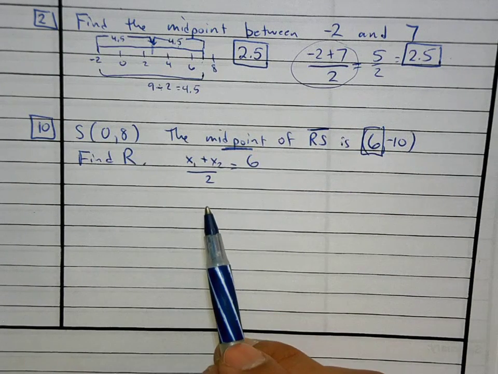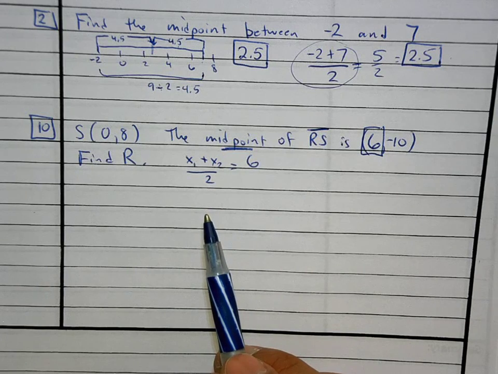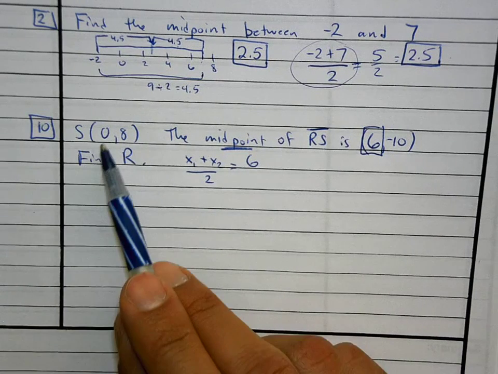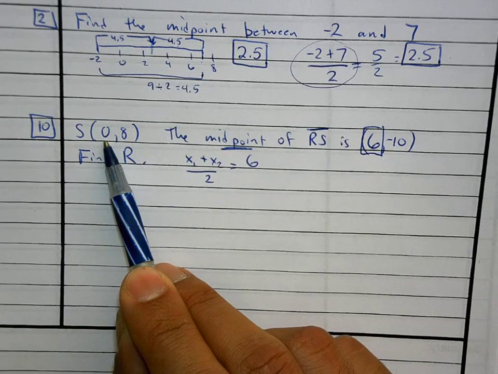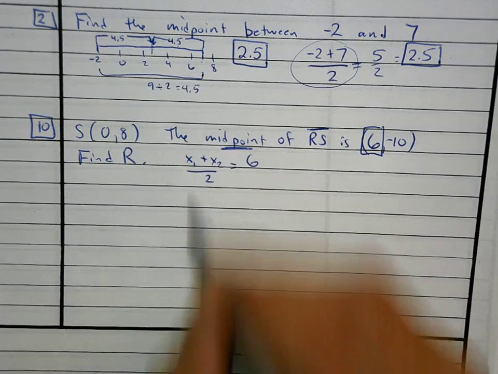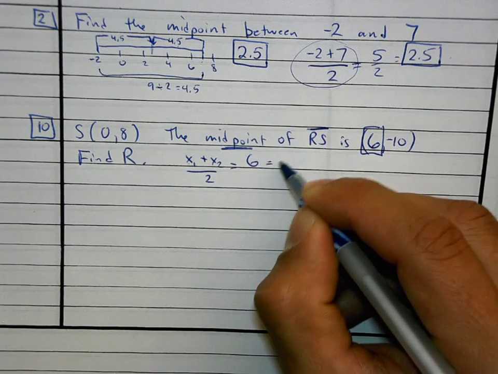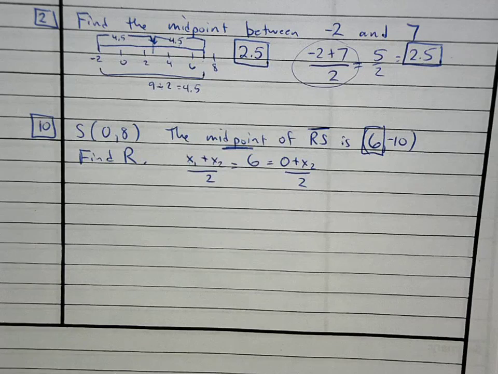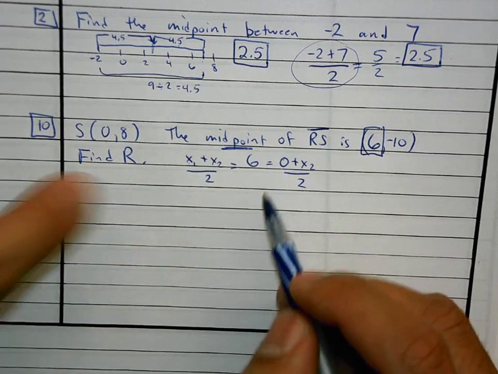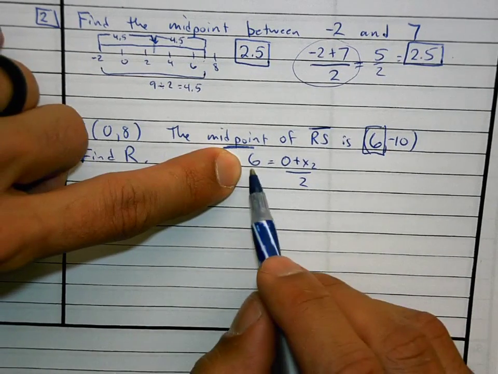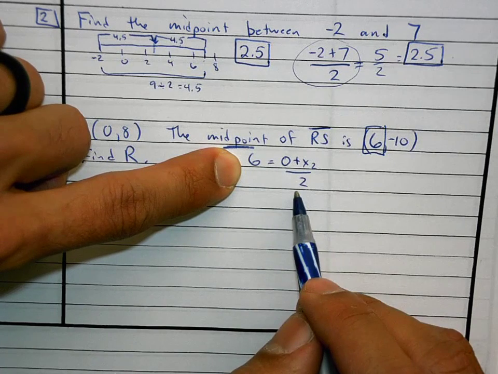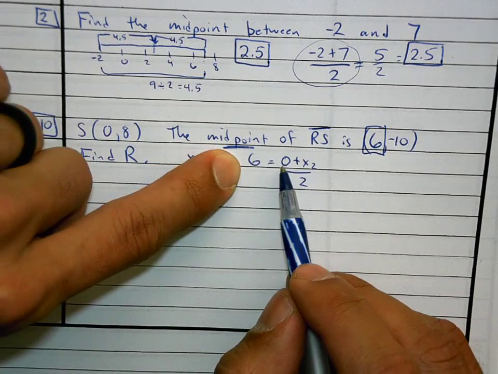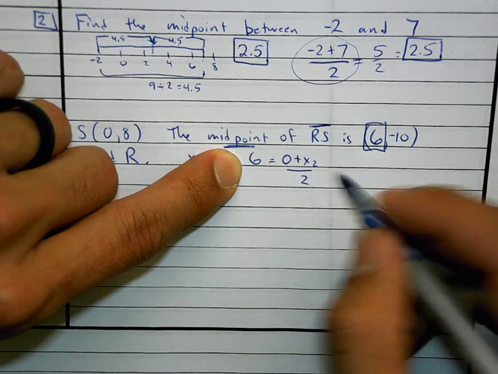Do I know one other of the x coordinates? Let's do x coordinates. See this one? 0. So I'm going to change x1 into 0 plus x2 divided by 2. And then I'm going to solve this to find the other x coordinate. Okay? So what I have here, I'm just going to kind of ignore this. And I have 6 equals 0 plus x2 divided by 2. I'm lucky because 0 is nice and easy. 0 plus x2 is x2.